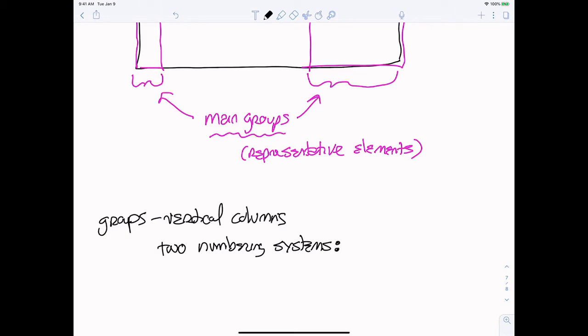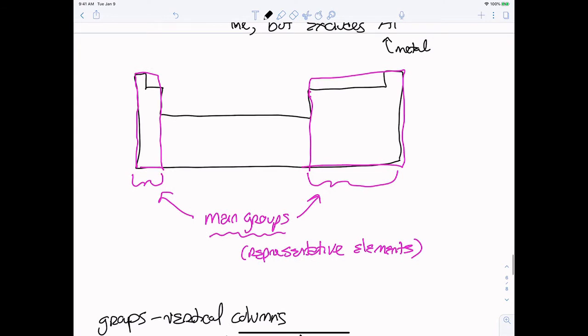Two numbering systems, so we can just number them straight 1 through 18. And we'll go back to that periodic table and show you in a minute. Or there's what I call the AB method, where the main groups get an A designation. So group 1 is 1A, group 2 is 2A, and then over here, and again, I'll go to the periodic table, this would be group 13 or 3A if you're going to use the AB method.